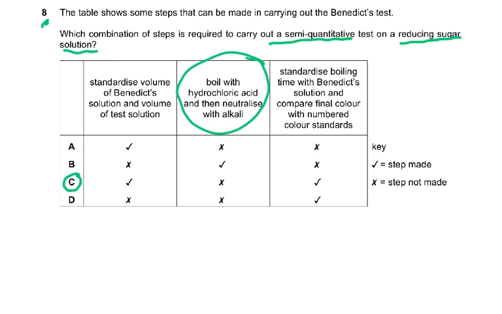Why would we do a test of hydrochloric acid and neutralize with alkali? You only do that with sucrose. Sucrose is a non-reducing sugar. Here it said you just have to do a quantitative test on the reducing sugar. So this one was wrong. This was only done when we do a non-reducing sugar. But if you haven't revised your syllabus properly, then you're probably going to mess it up.